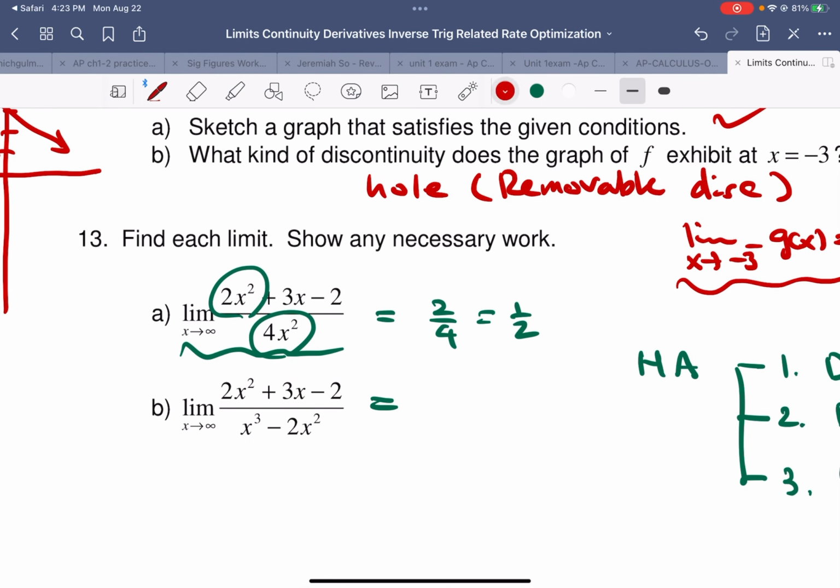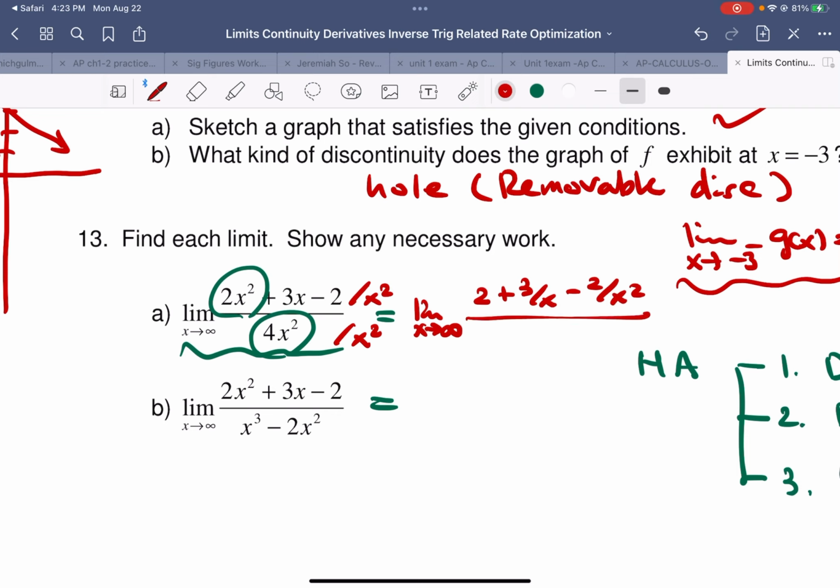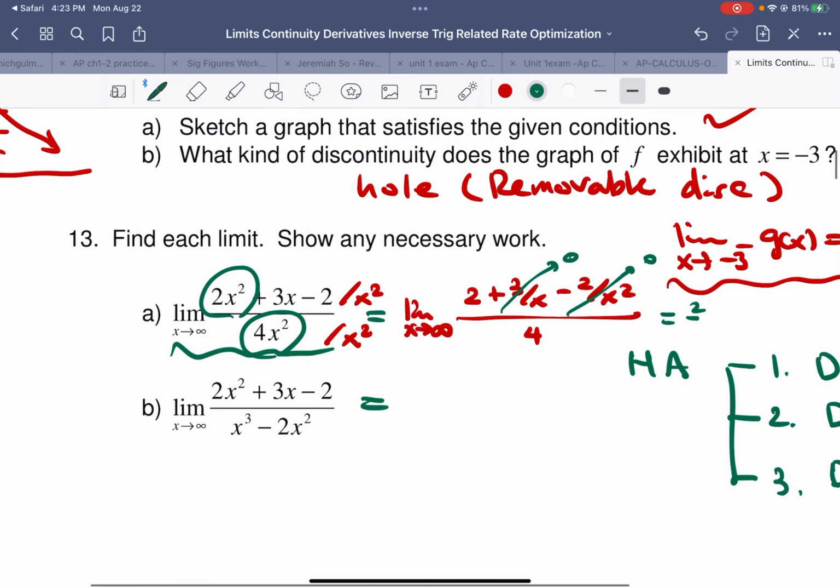Also, one way you can prove it algebraically is to divide by x squared. If your teacher asks you to prove it algebraically, then you do it this way. When you divide, the limit as x approaches infinity of (2 plus 3/x minus 2/x squared) all over 4, right? I divide by x squared, top and bottom. And then since x goes to infinity, 3/infinity goes to 0, and 2/infinity equals 0, right? So then the answer is 2/4, which is 1/2. Okay, you can prove it like that.